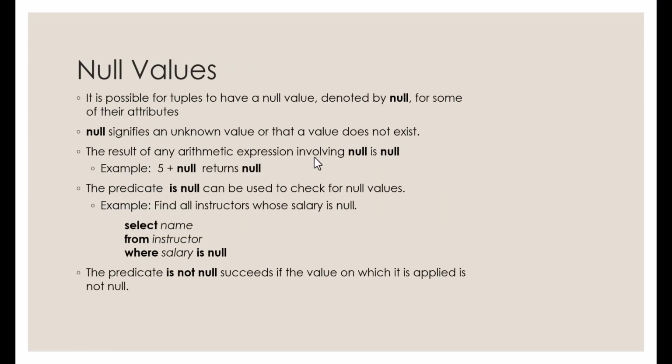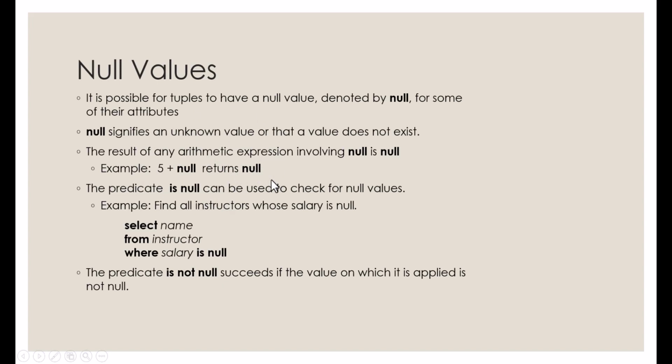well. Okay, so it is possible for some of these tuples to have no value. The value is not really no, we don't know it. So we can just denote it using null. Okay, just missing information. Okay, so this signifies that it's an unknown value, or this value simply just does not exist. We don't have that information. So the result of any arithmetic expression involving null is null. So 5 plus null is null, 5 minus null is null. Anything involving null in this arithmetic expression will give you null.